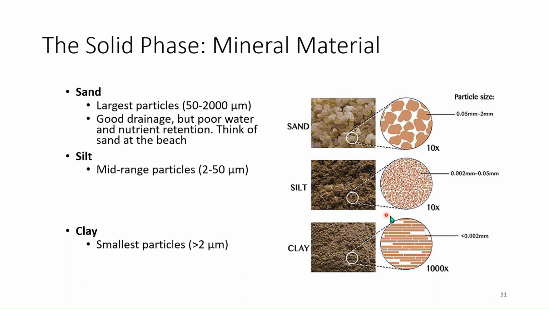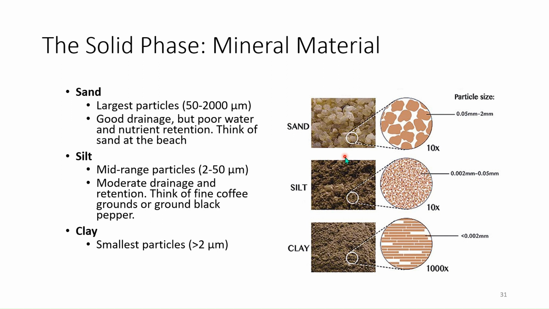Sand is really good drainage. These big particles allow water to easily go through the soil, and it's very clumpy. Really think of sand at the beach. Silt is in between. It has moderate retention, so the water can't slip through quite as easily as the silt. And again, think fine coffee grounds or ground black pepper.